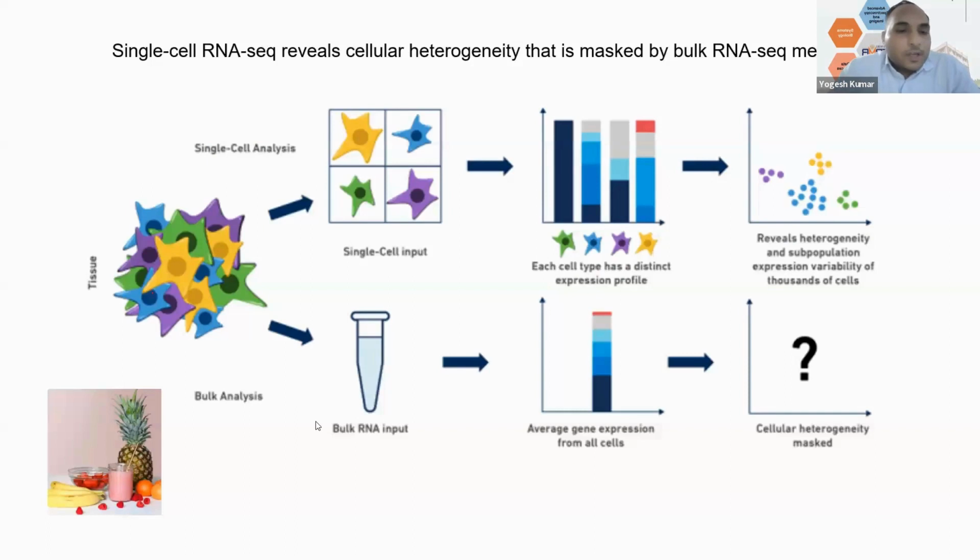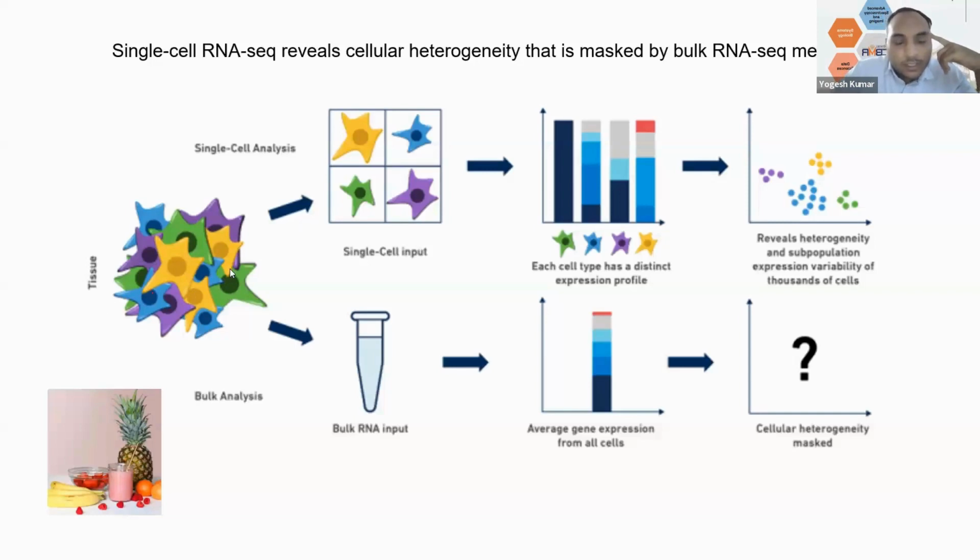Okay, so now let's understand this example more deeply. Single cell RNA sequencing reveals cellular heterogeneity that is masked by bulk RNA sequencing methods. For example, this is a tissue. So you took a sample from any tissue, for example, from cancer tissue. You see the different colors are representing different cells here.